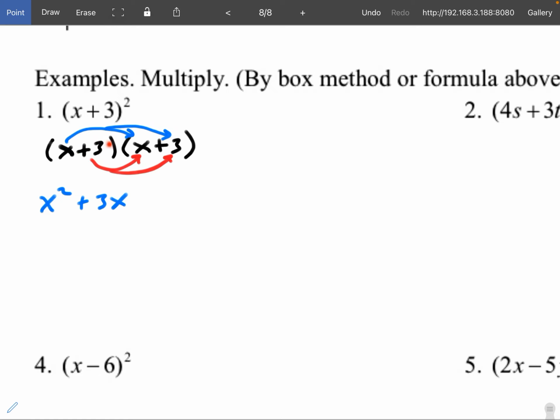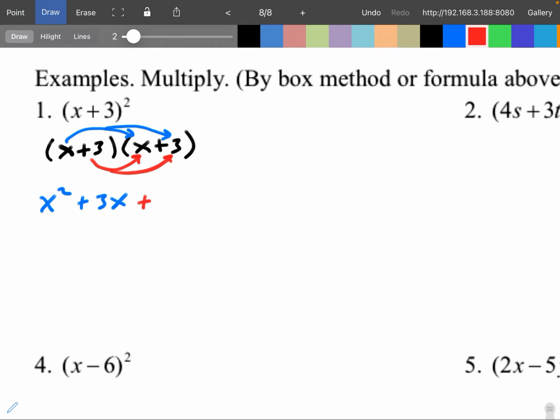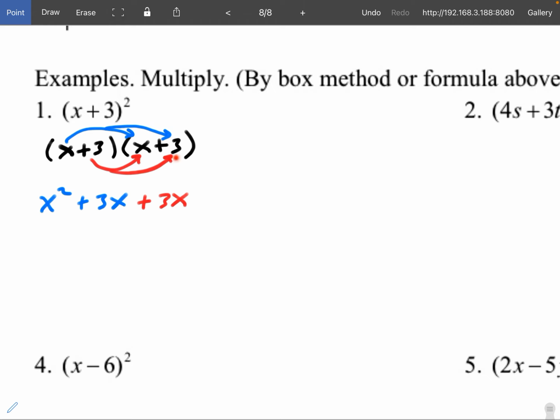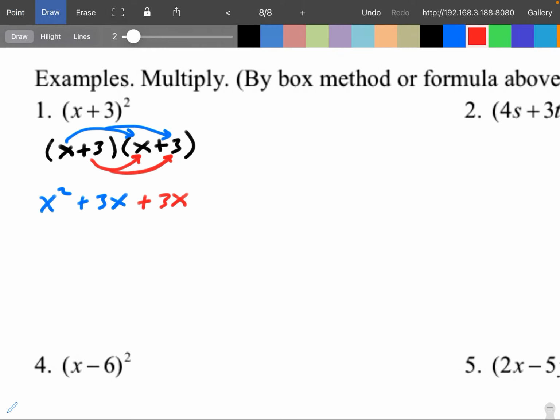And then in the red, we've got to do a positive 3 times x. 3x. That's another 3x, right? So it's another positive 3x. And then we've got to do the positive 3 times the positive 3. What's that? 9. Yep, positive 9.